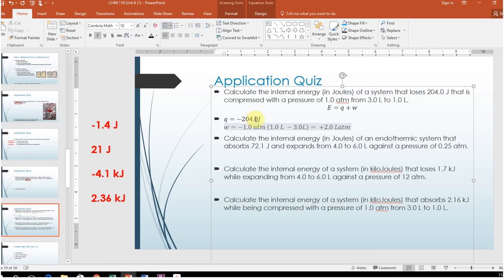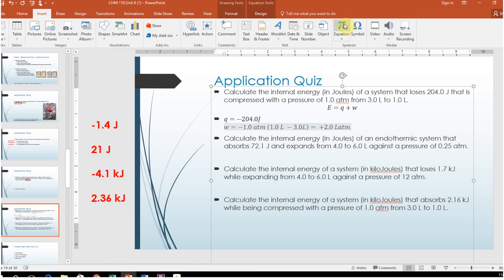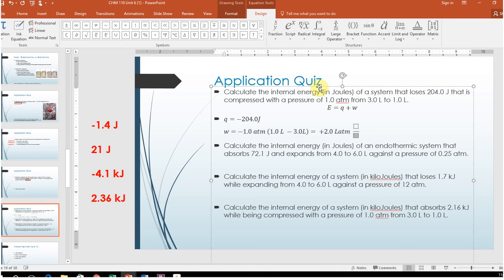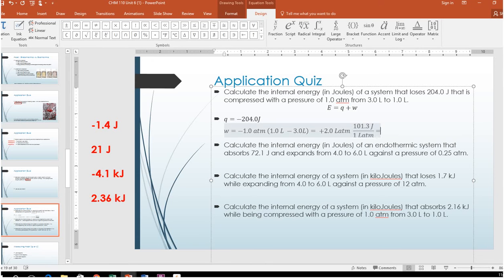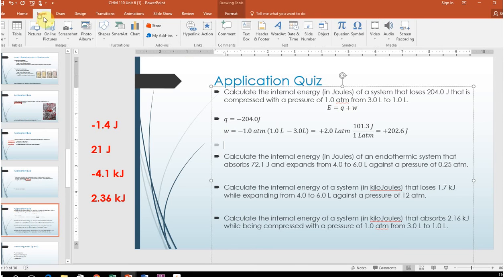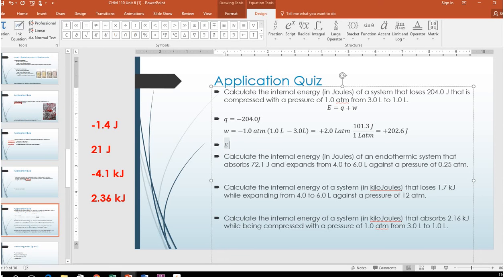We need this to be in joules. We can't add joules and liter atmospheres. So we need to convert this to joules. So what we're going to do is convert using our units. We know that every time we have 1 liter atmosphere, we'll have 101.3 joules. This is going to give us 202.6. And I'm going to include my sign. Now remember, guys, energy is Q plus W. So we are just going to add these together as is. E is equal to our heat, which is negative 204.0 joules, and our work is positive 202.6.